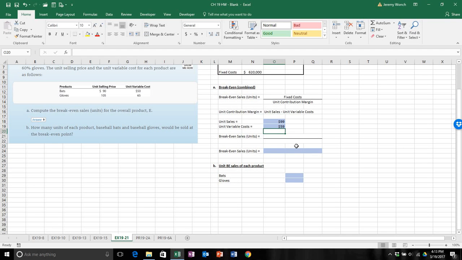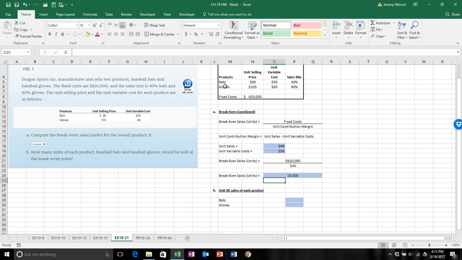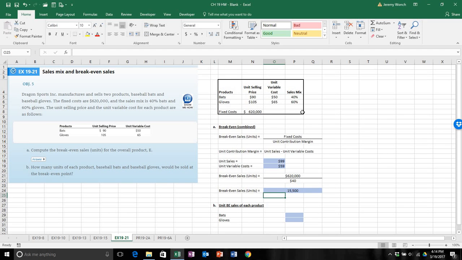Plug this into our break-even formula. So fixed cost are the numerator, $620,000, and our unit contribution margin is now going to be our $99 minus our $59. Giving us break-even units of 15,500. So we need to sell a total of 15,500 of both bats and gloves at the mix of 40/60.